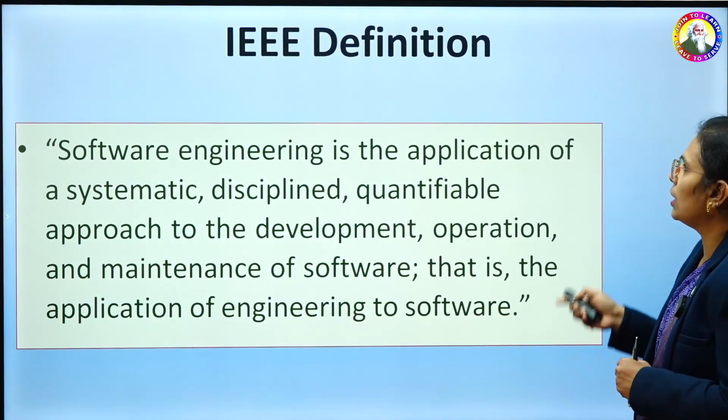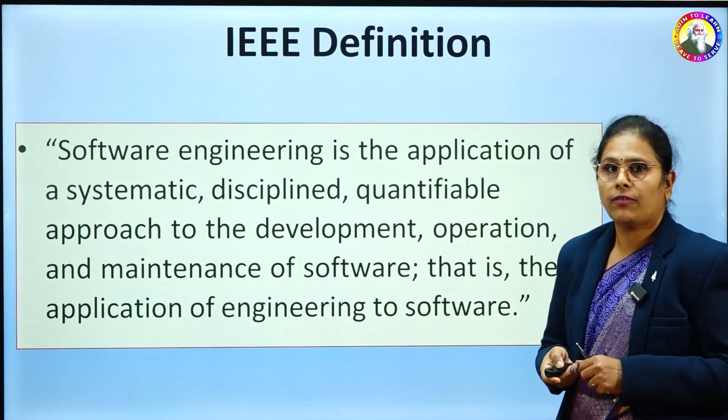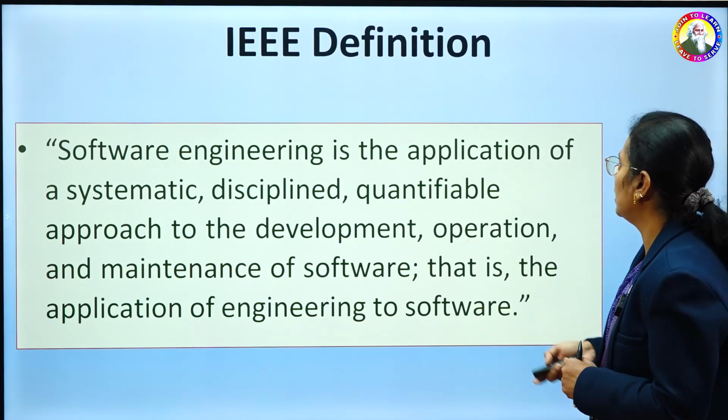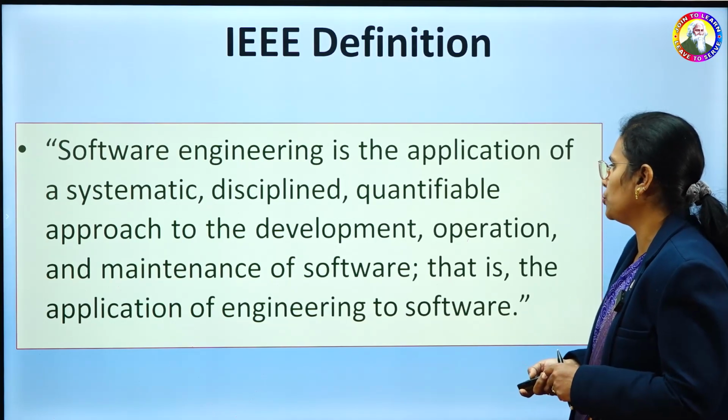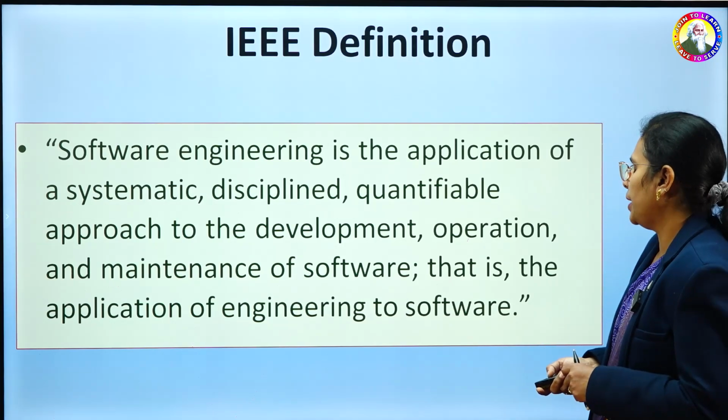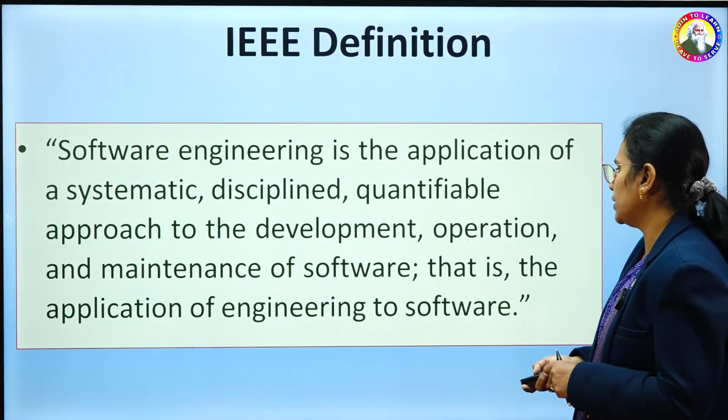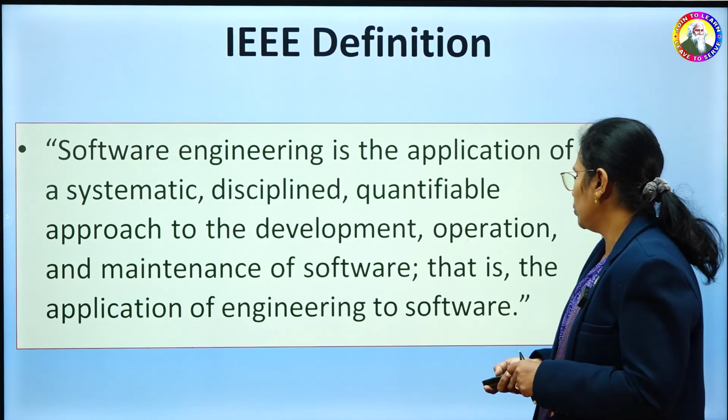Now, coming to the IEEE definition, they define software engineering as the application of a systematic, disciplined, quantified approach to the development, operation and maintenance of software. That is the application of engineering to software.